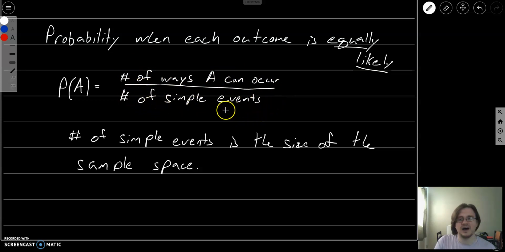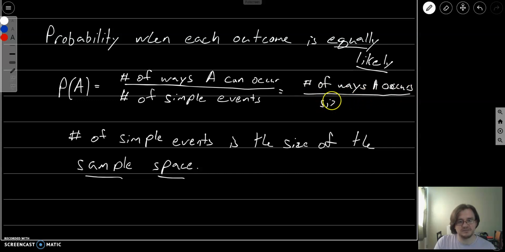Now, if you remember, the sample space is just a list of all the simple events. So another way to write this would be number of ways A occurs, and we'll divide it by the size of the sample space. Both of these are the same thing because the sample space is just a list of all the simple events. So let's do a couple of examples.